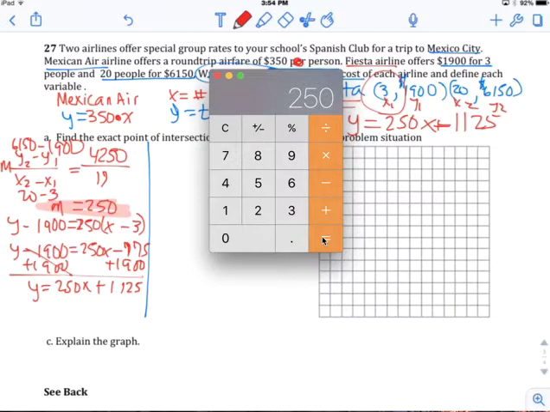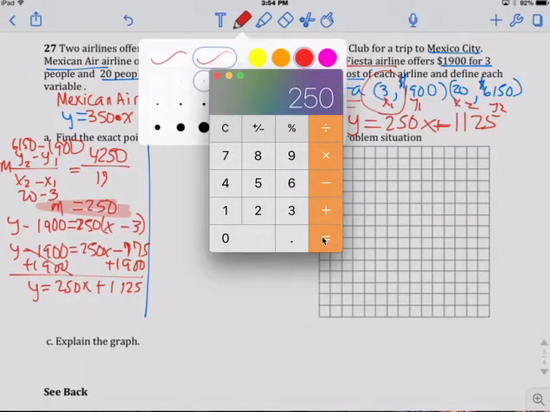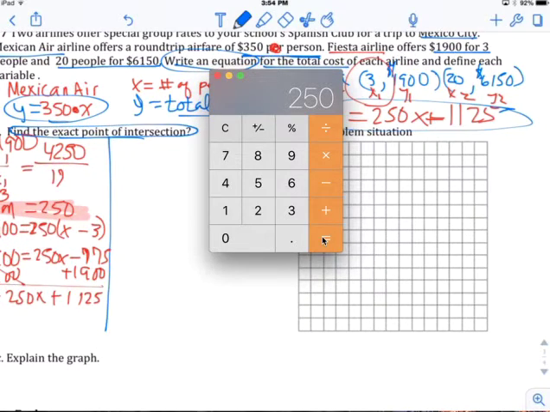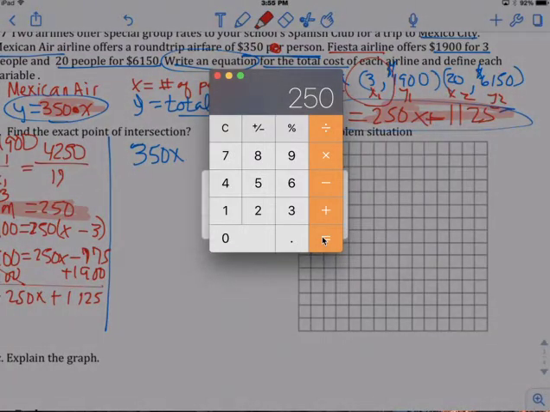Okay, now we need to find the exact point of intersection. To find where they meet, we use substitution. This is in slope-intercept form. So we do 350x, this one there, equals this one there.